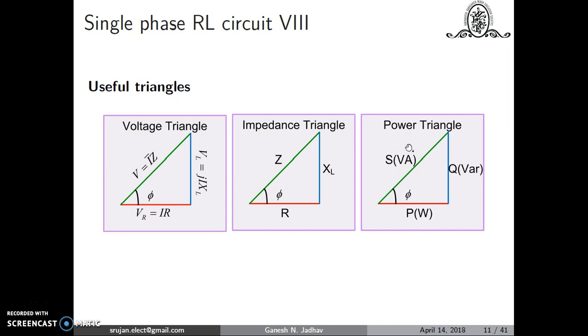So I will calculate cos phi. Cos phi may be equal to VR by V, that is I R divided by I Z, so it will be R by Z. Cos phi may also be P by S. That is, the power factor can be calculated by different formulas.